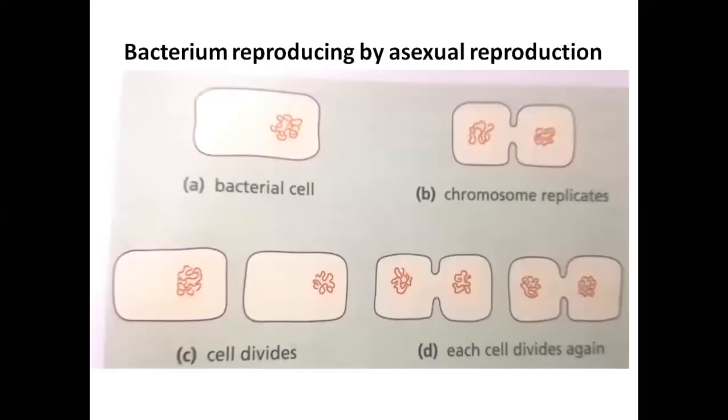Next, this is a diagram on your screen which is showing you the method of reproduction in bacteria. How are the bacteria reproducing? The method by which bacteria reproduce is asexual reproduction. And can any of you recall what is the difference between sexual and asexual reproduction?